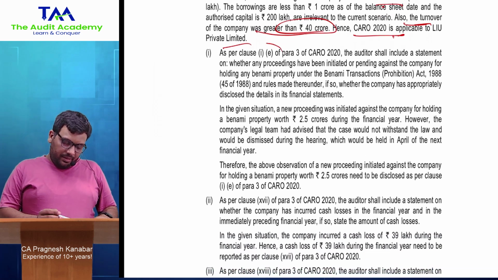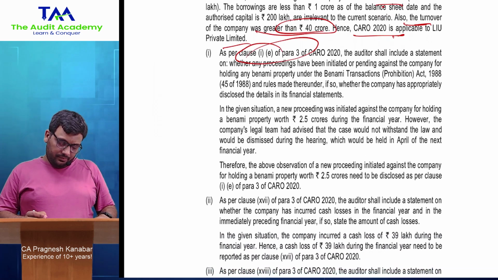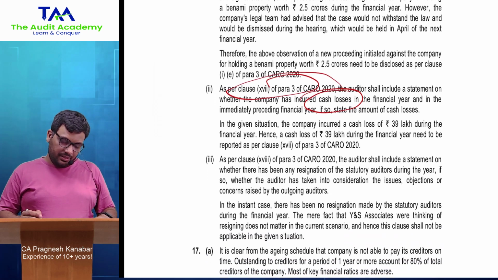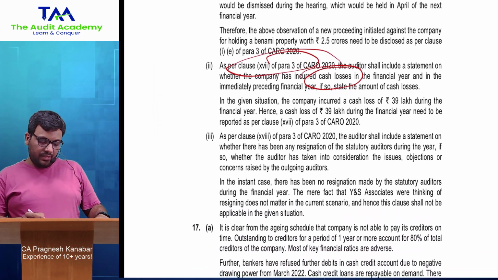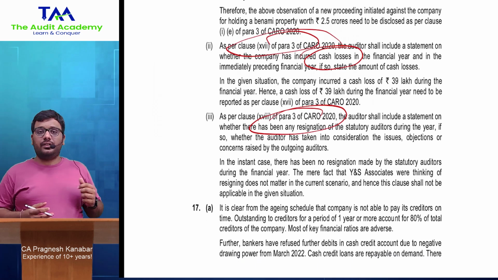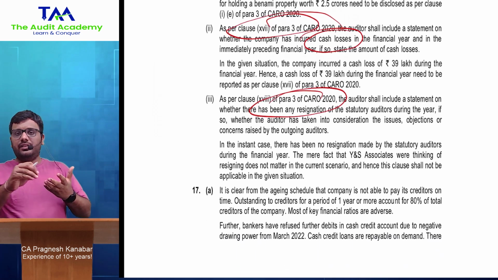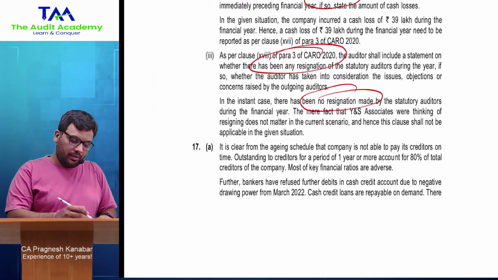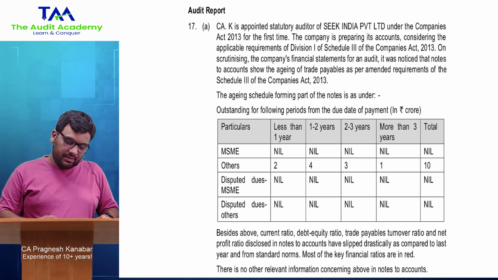Then Benami property reporting, then cash loss reporting, and then they're talking about resignation of the statutory auditor. But there has been no resignations over here, at least in this clause, nothing needs to be reported. I mean, they will say that there is no such reporting required under this clause. All right, good one. Question number 17.